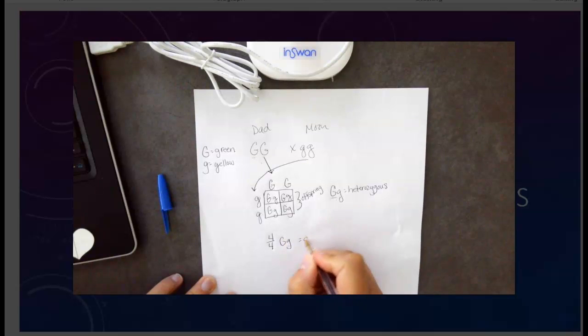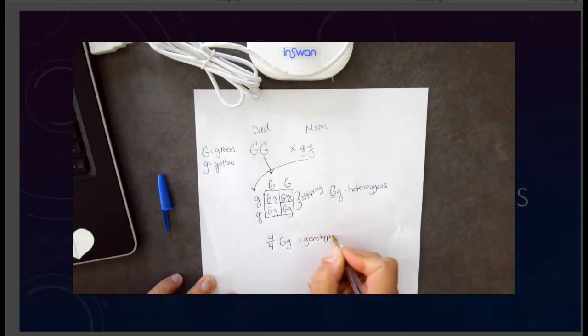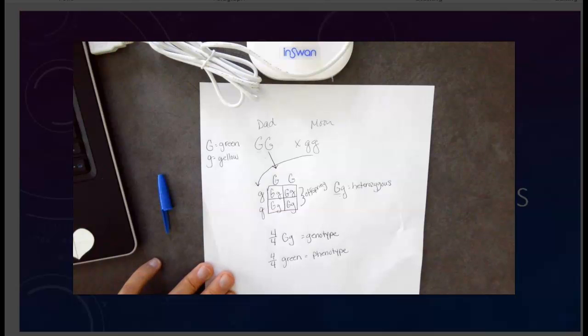And that's the genotype, which just means the combination of letters. We also know then that 4 out of 4 are going to be green. This is the phenotype. This is what you actually see. There is no chance in a traditional Mendelian trait that these two parents are going to produce a yellow child or a yellow pea plant. None, zero. There is a 100% chance, 4 to 4, that their offspring will be green and their offspring will have the genotype that's heterozygous, big G, little g.